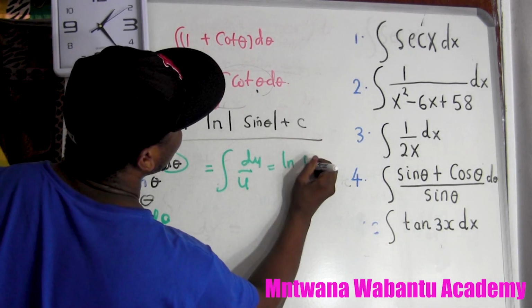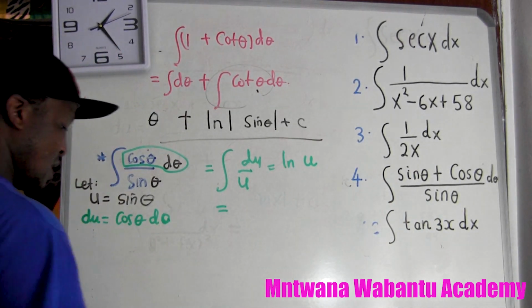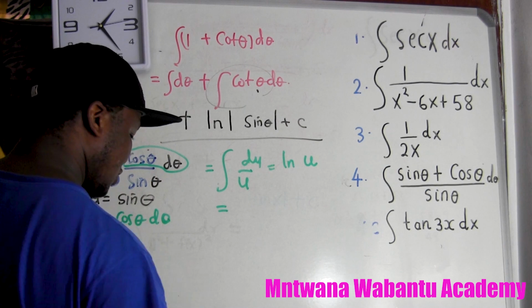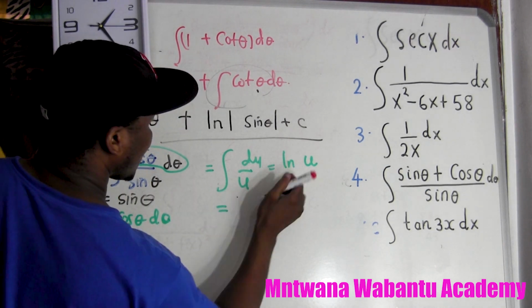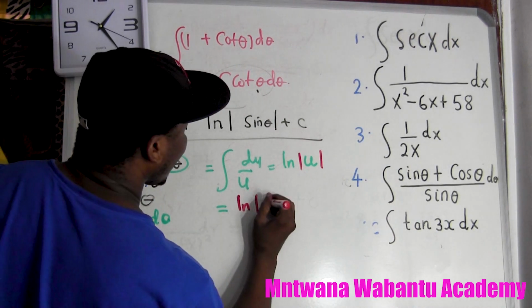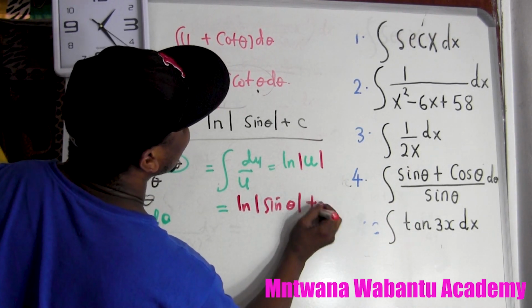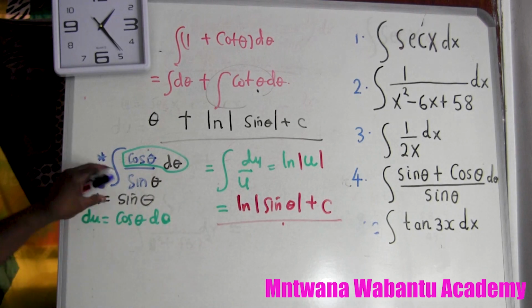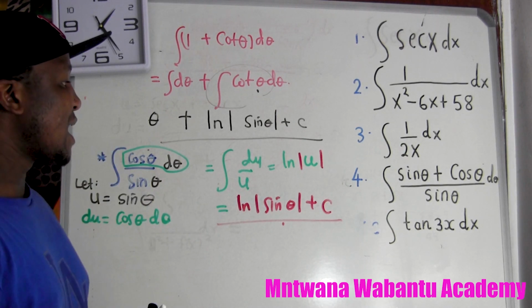This time we say ln of u. So what is ln of u? Ln of u equals ln, but don't forget your absolute value, of u. What is u? u equals sine of theta. So this is just in case you want to know how that comes about, plus c because you have no limits. Now let's go to the last question.